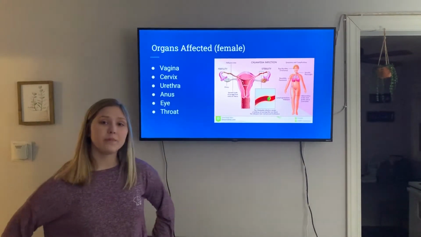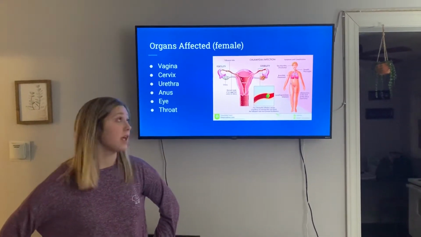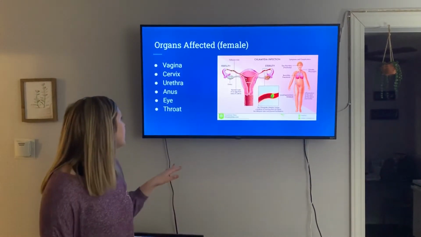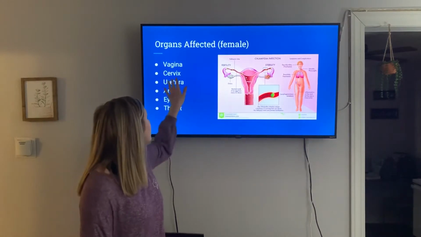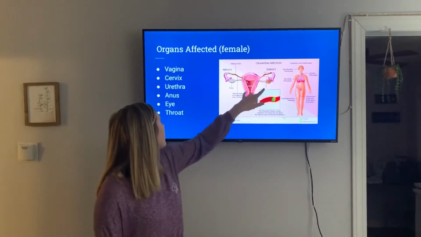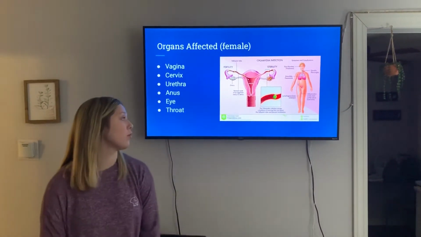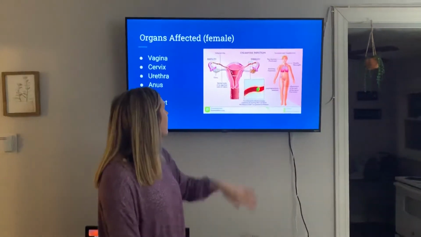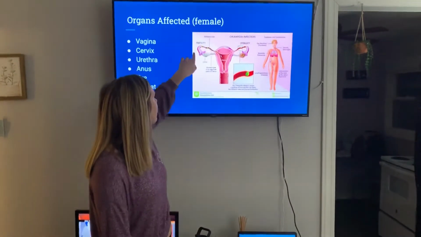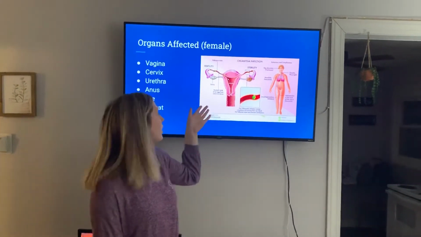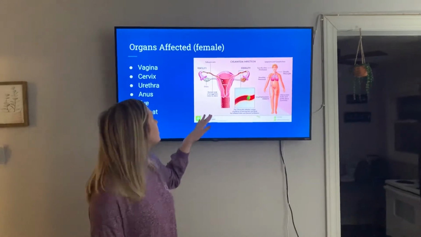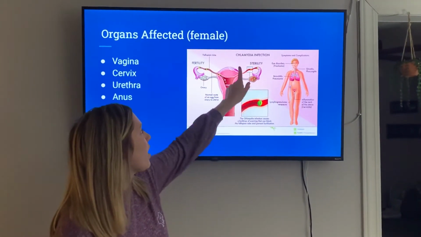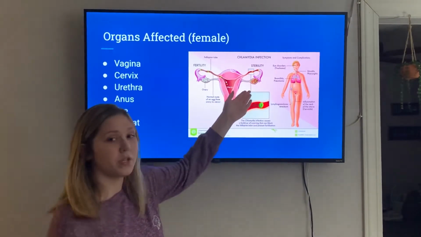Now we're going to dive in deeper about the organs affected by chlamydia, and we're going to begin talking about the female specifically. So as you can see here, we have the vagina, cervix, urethra, anus, eye, and throat. Now we're going to look at this picture over here, and on the left side, we have a clear fallopian tube with no chlamydia in it. So the egg is easily able to go from the ovary to the uterus. Now if you look on the right side, we have a chlamydia infection in the fallopian tube.